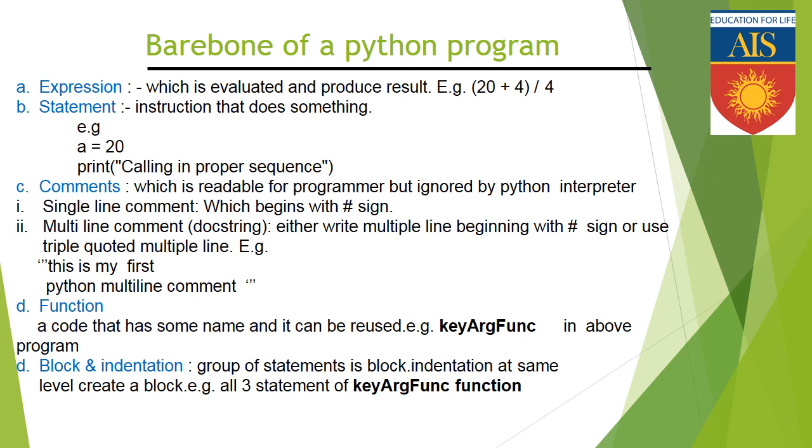Function: a code that has some name and it can be reused. Example: key argfunc in the above program. Block and indentation: a group of statements is a block, and indentation at the same level creates a block. Example: all the three statements with the key argument function.